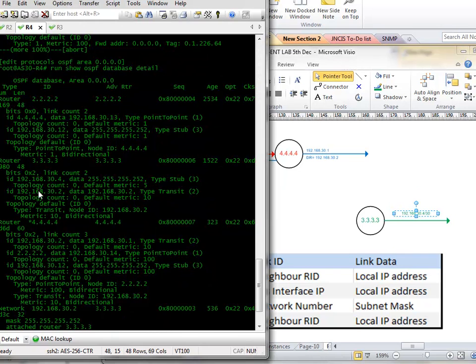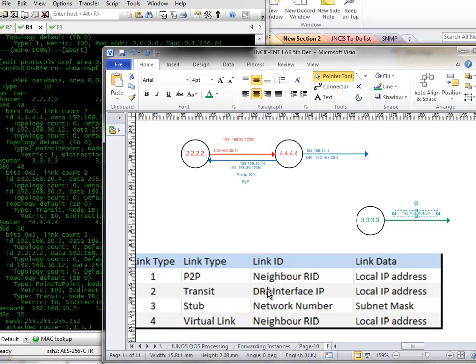Right. What else do we have? We have another link which is a transit type, and as a transit it advertises the designated router and then its local address. Transit: the DR's IP, the designated router, and then the local IP address. So let's just stick that on here.